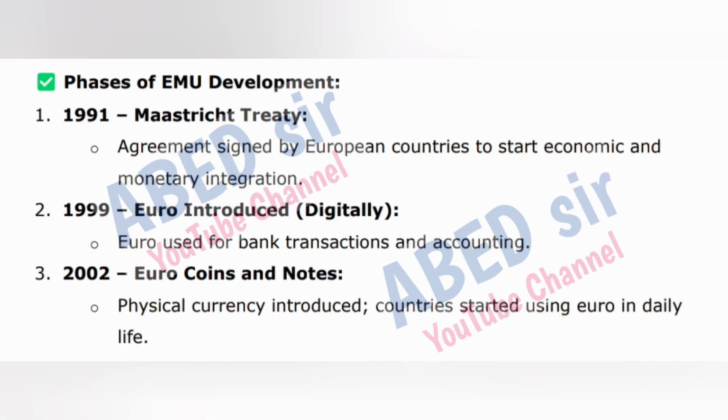Phases of EMU development. 1. 1991 Maastricht Treaty. Agreement signed by European countries to start economic and monetary integration. 2. 1999, euro introduced digitally. Euro used for bank transactions and accounting. 3. 2002, euro coins and notes. Physical currency introduced, countries started using the euro in daily life.